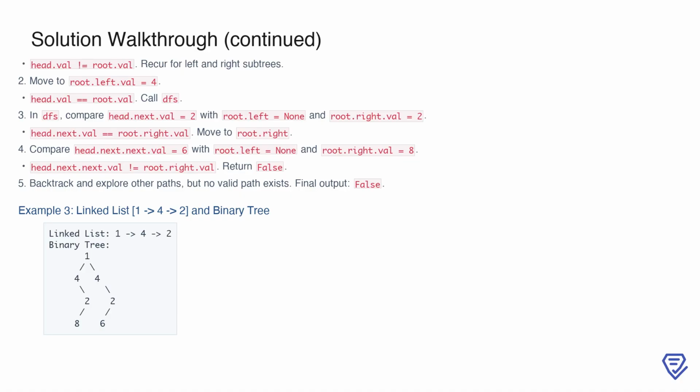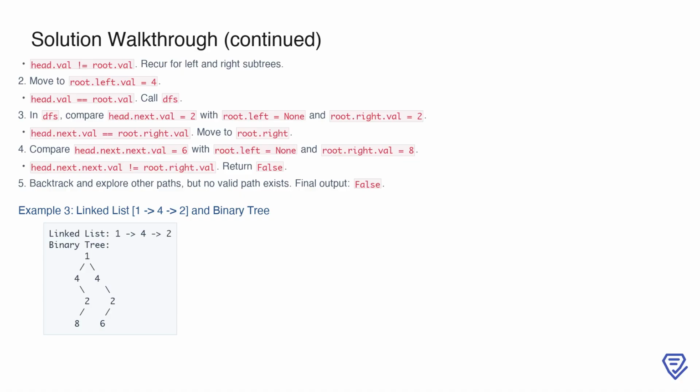Within the DFS process, we compare the next value in the linked list, 2, with the left and right children of the current tree node. The left child is null, but the right child has the value 2, which matches. We continue along this path to check the next value in the linked list, 6, against the left and right children of the current tree node, which is 2. The left child is null, and the right child has the value 8, which does not match the linked list. This mismatch causes the DFS to return false.